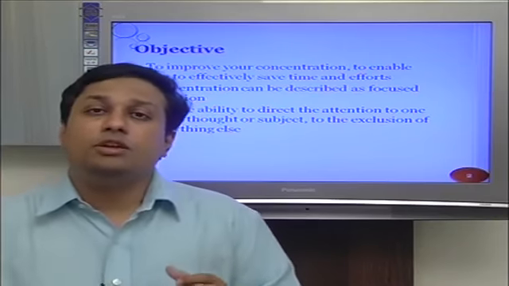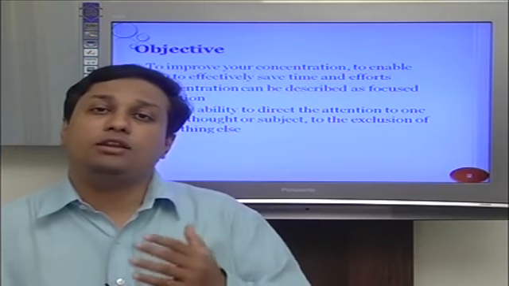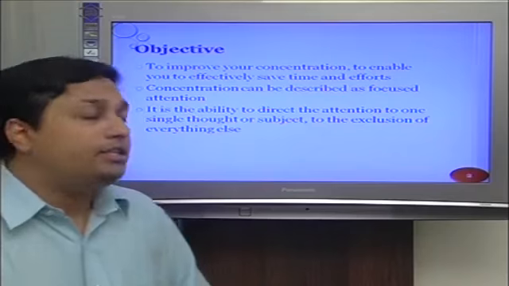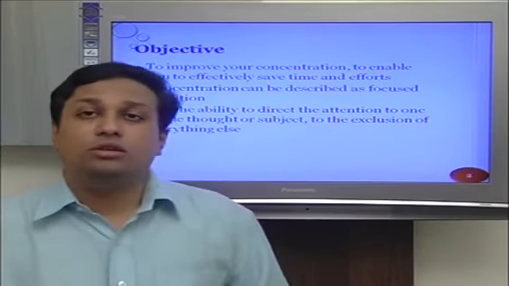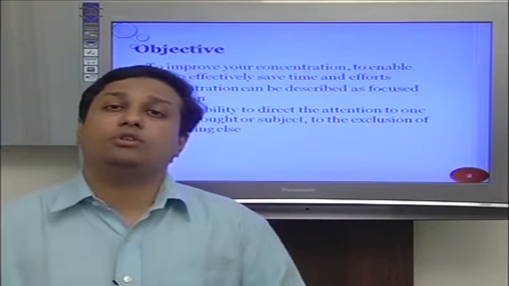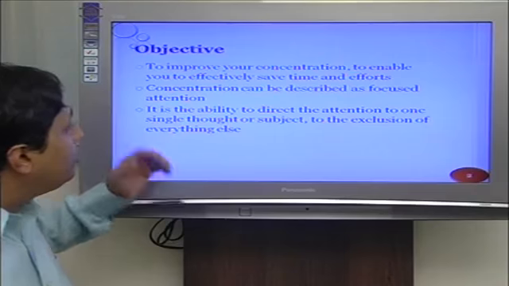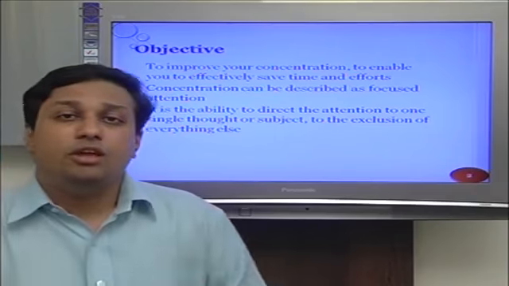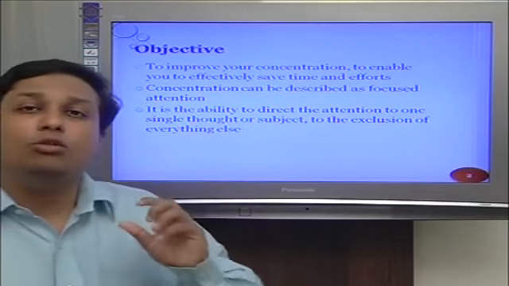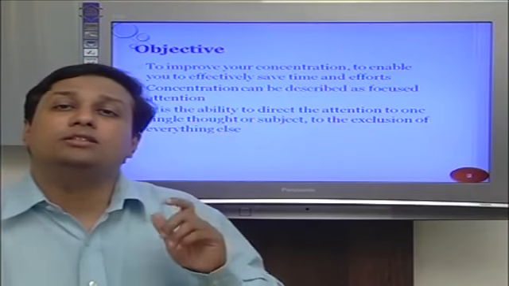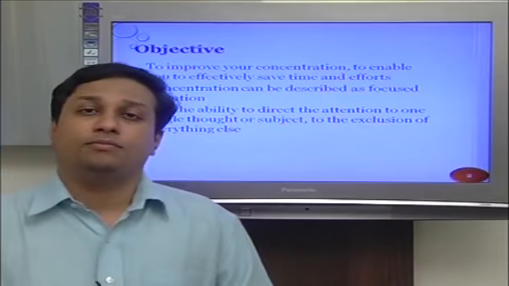The other objective is to make you understand this particular concept so that it can work well for you. Hence, we are going to describe what is concentration and what is focused attention. Finally, we are also going to look at concentration as the ability to direct the attention to one single thought or one single subject to the exclusion of everything else.